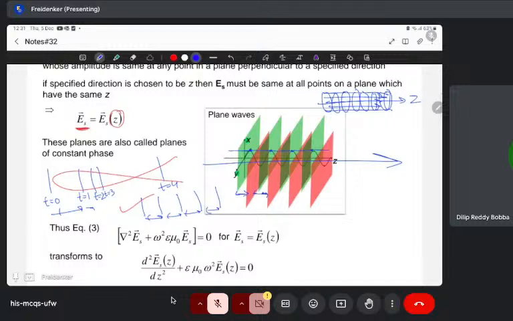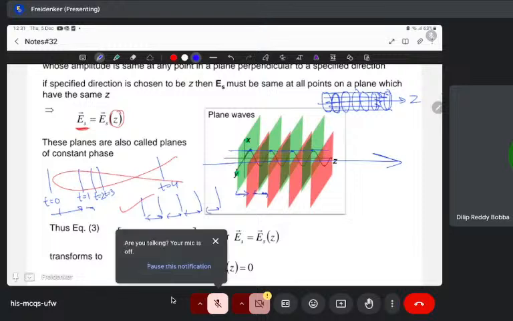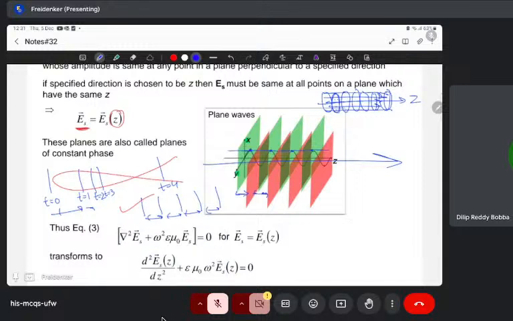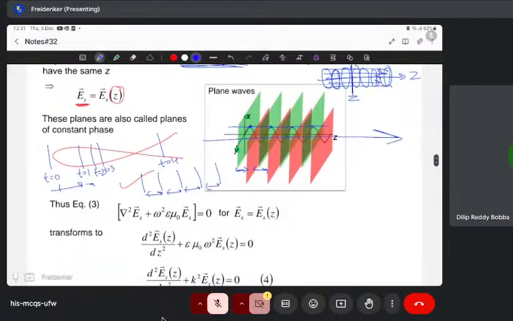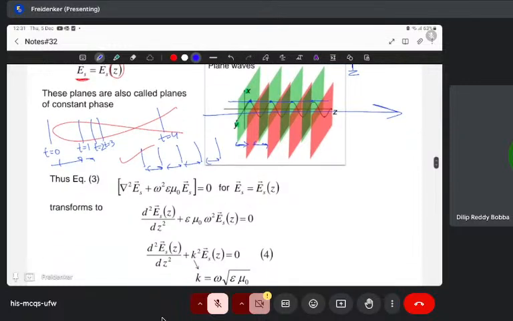So you have a beam of light, and if I take a plane, the amplitude of the electric field in each of those points is the same. That is what they're trying to tell. If I take any z value on that plane, the amplitude is the same for all the points in the plane. Essentially, the spatial part of the electric field is a function of z.